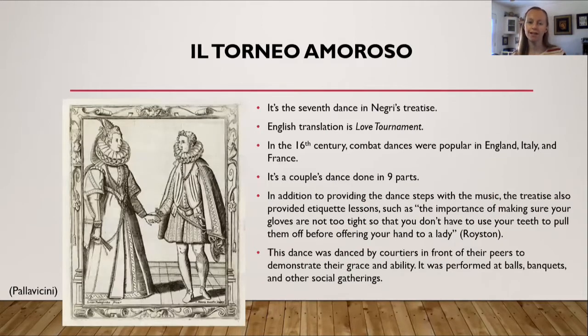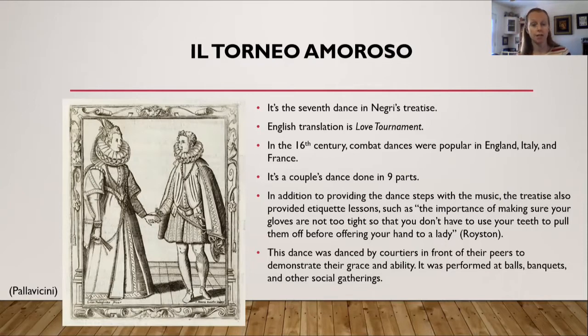On the left-hand side is a picture that is inside the book. Most of the dances have pictures that go along with the book to give you kind of an idea of what the man and woman should be doing in that particular dance. For this dance, the man and the woman stand next to each other, holding hands, and that's how the dance starts. Il Torneo Amoroso is the 7th dance in Negri's book.